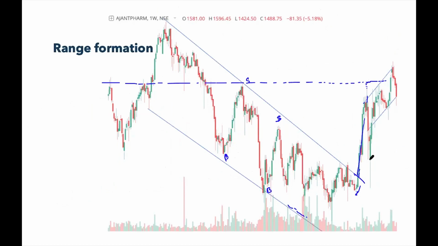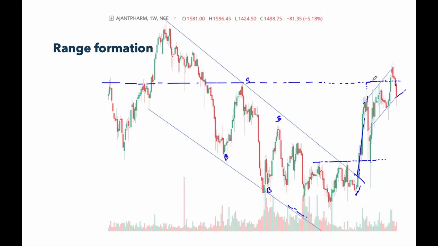But even after this correction, you can see that somewhere here support was created. The stock took support at this, it again reversed, and it started creating a fresh range over here, and this resistance also was taken out. It became a resistance, but again this was broken out and the stock continued the range over here.